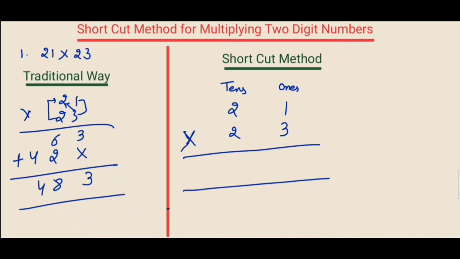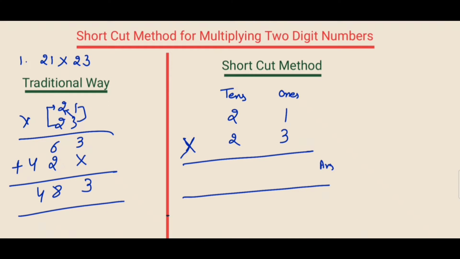Now let's do this multiplication with the shortcut method, and I will teach you this method step by step. First we have to write both the numbers like this, with ones place and tens place like this. Here my answer will come.